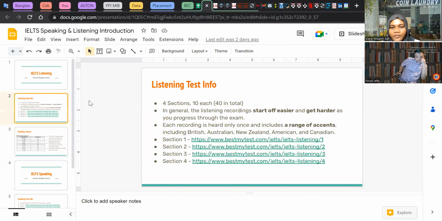Since we have 4 parts, you can decide, okay, in section 1 I can only make one mistake. Let's say in section 2 I can make 2 or 3 mistakes. In section 3 I can make some mistakes, because sometimes you are aware of the mistakes you make.